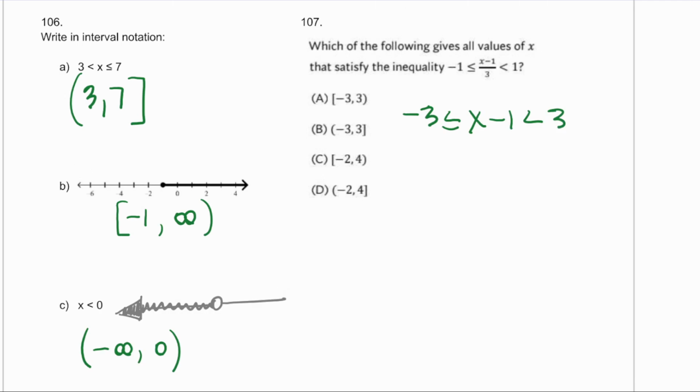Then I'll add 1 to all three sides to try to solve for x. So -3 plus 1 and 3 plus 1. 3 plus 1 is not 3, it's going to be 4. So -2 to 4, and then it's in interval notation, so I'm going to include -2, but not include 4. So that's going to be C there.